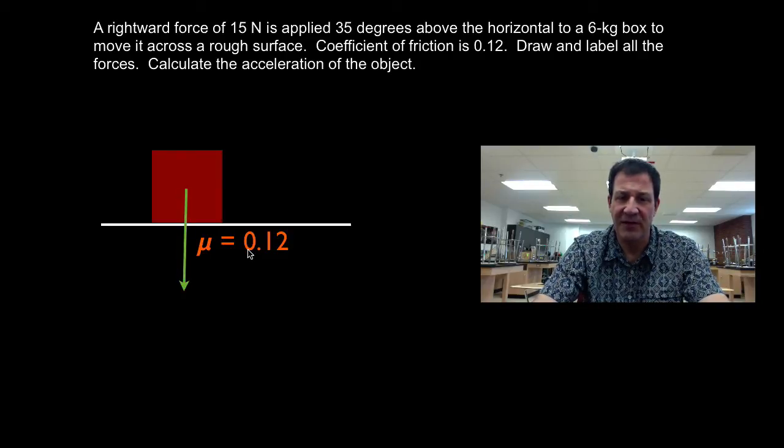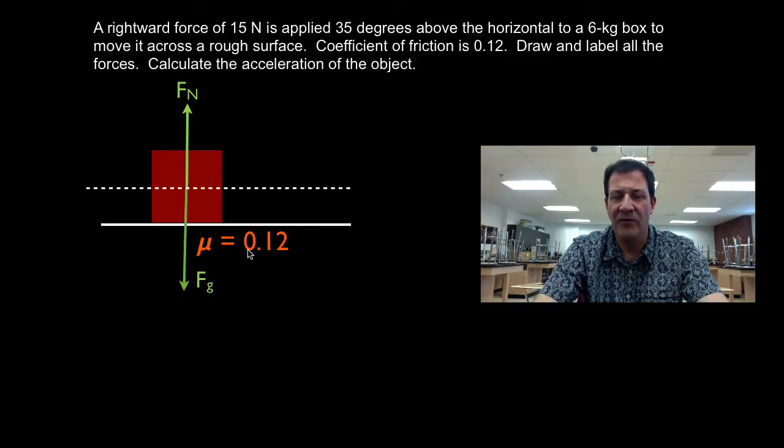The first force is gravitational force downwards. The box is not falling through the surface. It's on the surface, moving across the surface. That must be a normal force that points upwards, Fn. And we're going to have the applied force at an angle above the horizon.